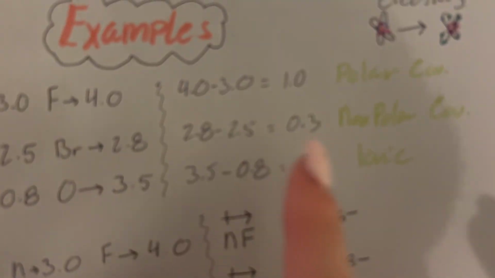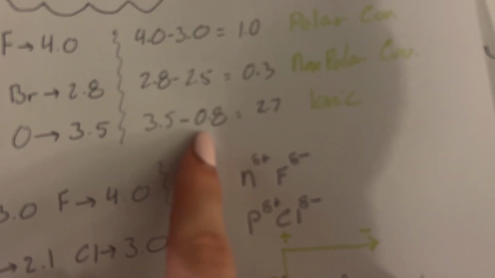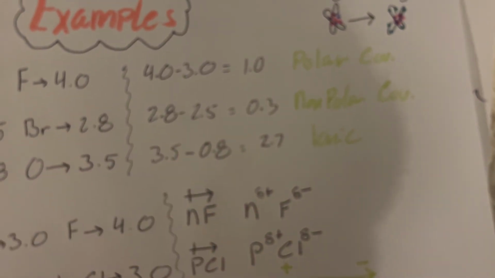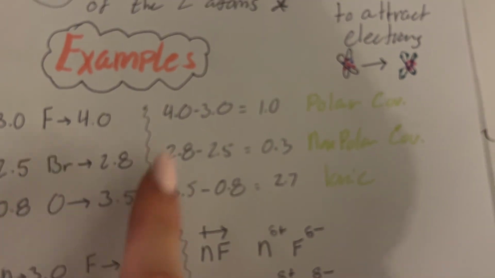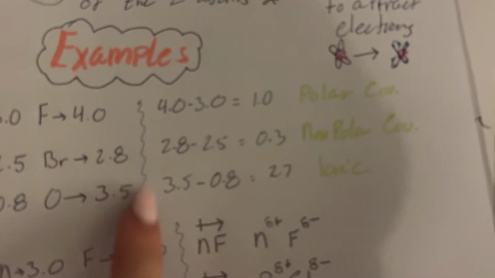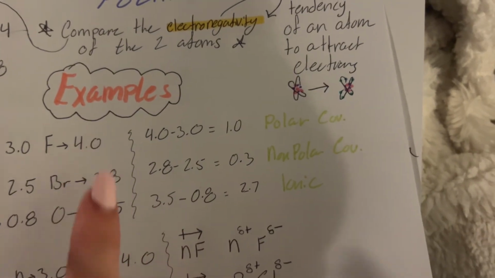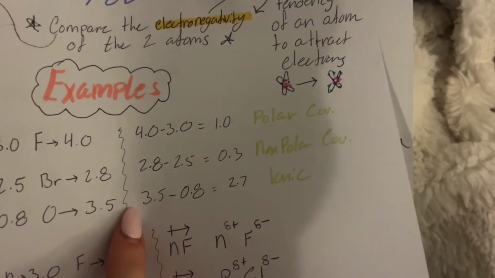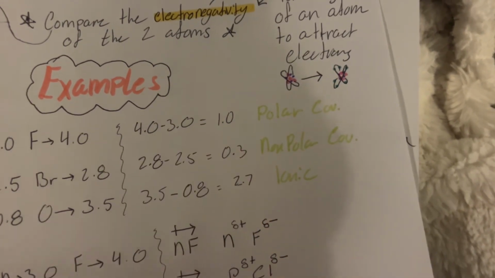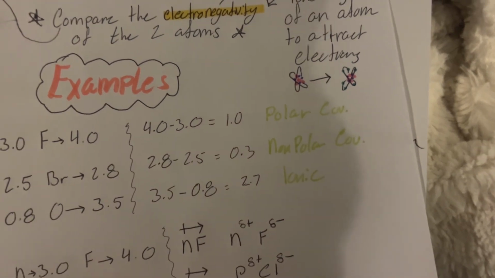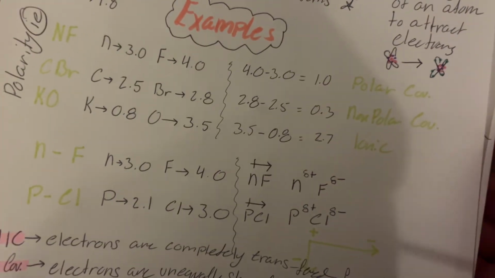Remember your thing. Polar is, no, sorry. Well, it's polar covalent. So 0 to 0.4 is nonpolar. 0.4 to 1.8 is polar. What is this? 1.0. So it's polar. All right, so you kind of get the gist of that. These are just some examples.